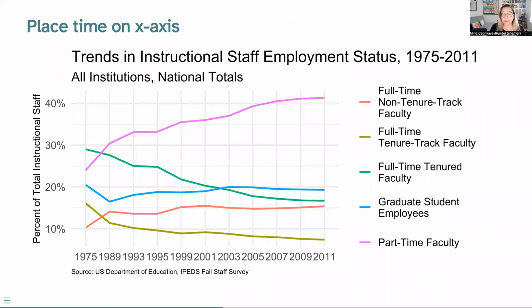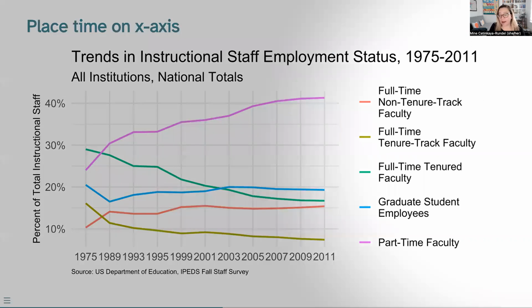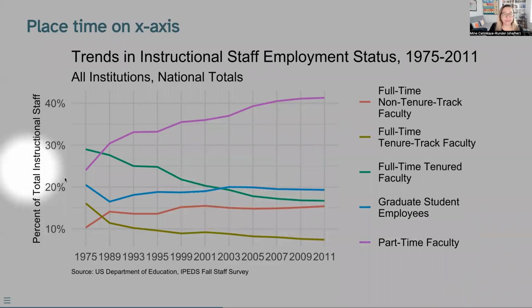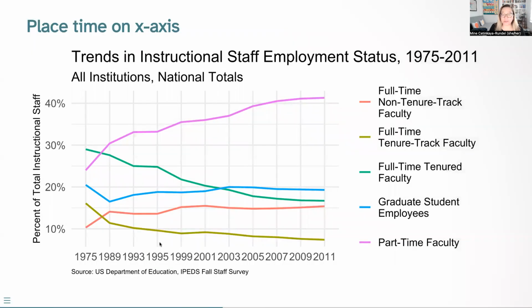So another thing we might want to do, because this is clearly time series data, we're looking at something happening over time, is put the year on the x-axis and the percentages on the y-axis and see how the percentages have been changing. Now that story about part-time faculty increasing seems a lot more clear. But there's something wrong with this plot. If you take a look at the x-axis, you can see that the different years, 1975 to 89 to 93 to 95, seem equidistant from each other, but those years are not equally distant from each other.